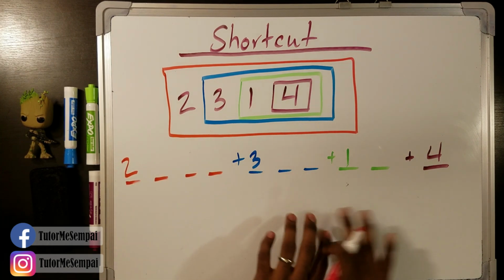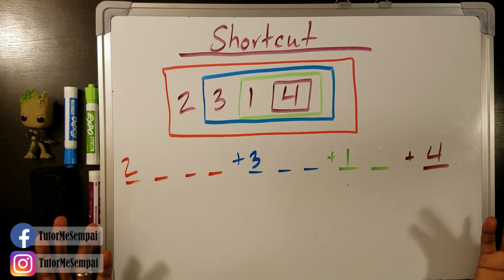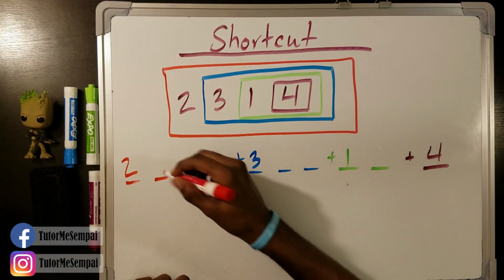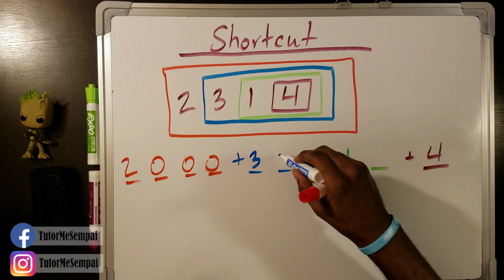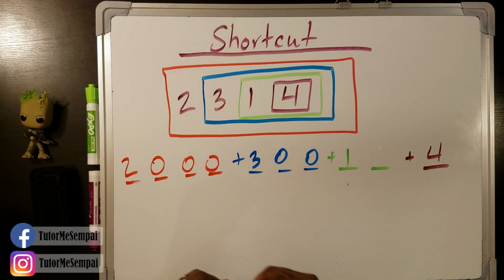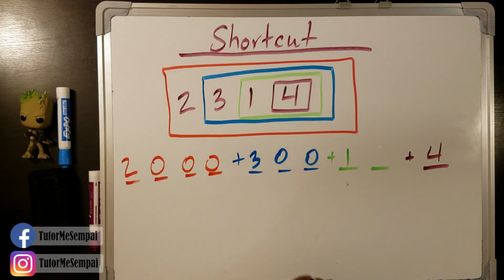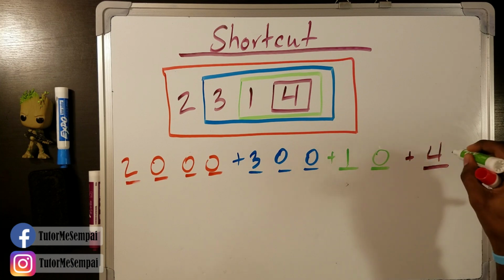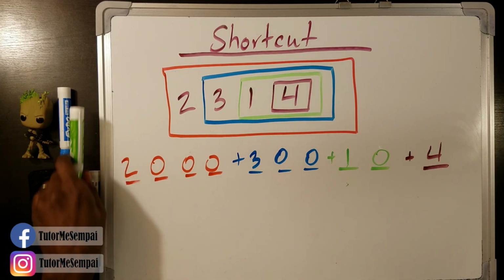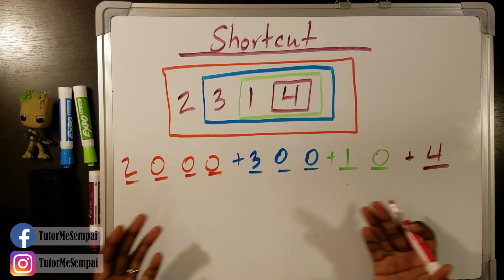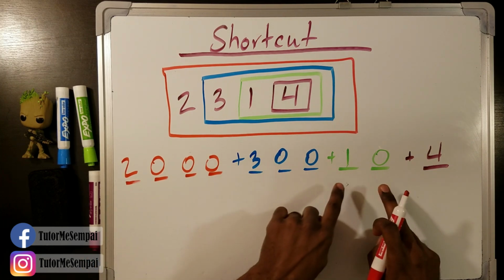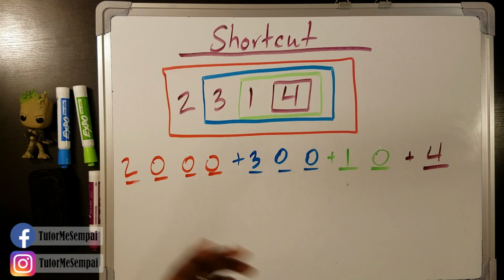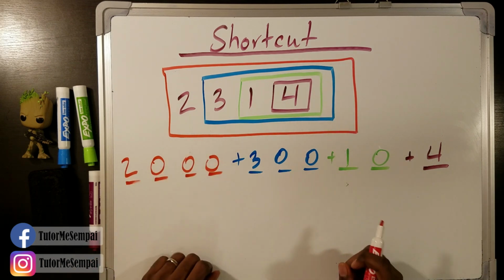Every other spot that is not focused on gets a 0. Just as easy as that. So these get 0s, the blues get 0s, and the greens get 0s. Because there are no 0s in the ones, nothing happens there. Now we have our expanded form. 2,000 plus 300 plus 10 plus 4, and all we did was focus on our place values.